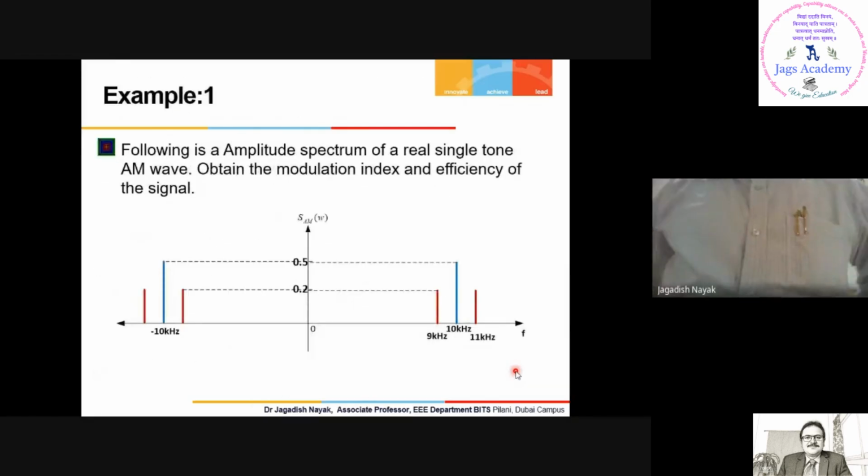Now can you get me the modulation index? When the x-axis is frequency, I told you what will come in the amplitude, corresponding amplitude. Now can you get me the value of modulation index? You can do it. So those who are online, you also have to do it. Look at the problem. Just look at the problem.